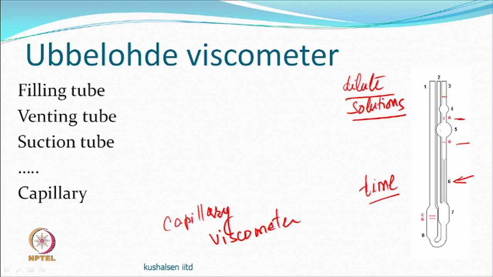Because the volume is fixed between, let us say there are two bulbs, this is just to have some additional solution here, and then you allow it to flow down. The dimension of the capillary is fixed, so once it is fixed, the flow rate will be decided by the viscosity. They measure the time from this particular point to this marking, how much time does it take. Of course, the whole thing can be submerged in a bath so that you can have temperature control.